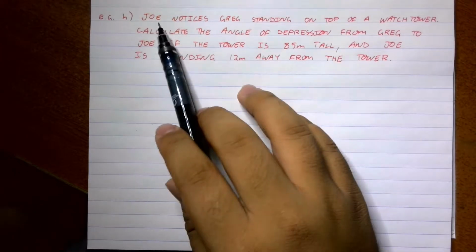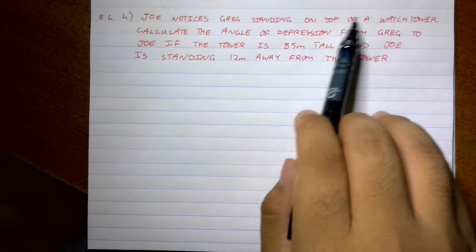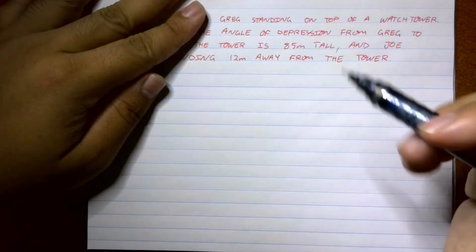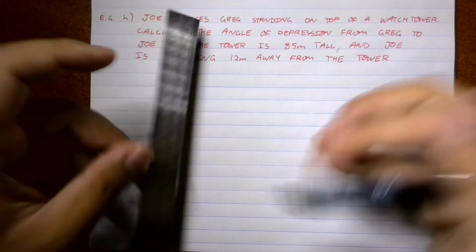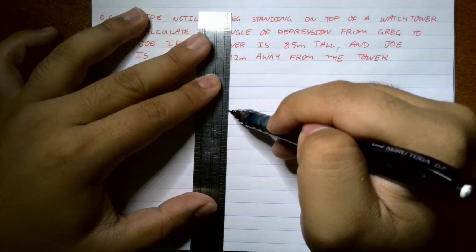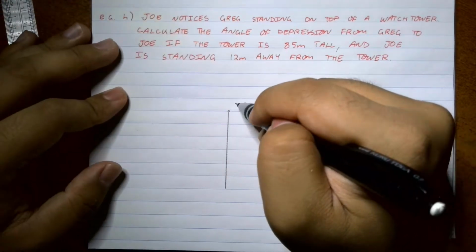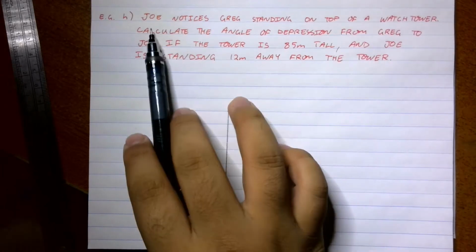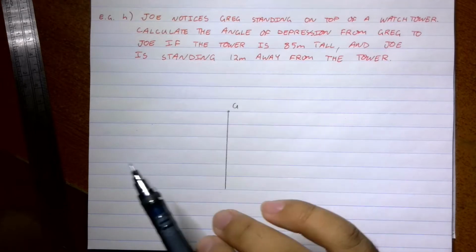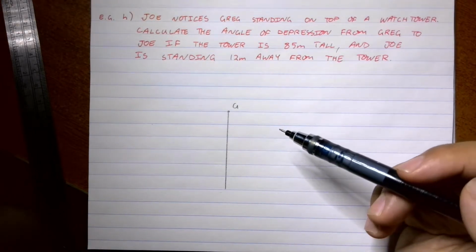So Joe notices Greg standing on top of a watchtower. Let's draw Greg here. Here's our watchtower, and Greg is standing on top. Joe notices him standing on top of the watchtower. We don't know where he's standing.